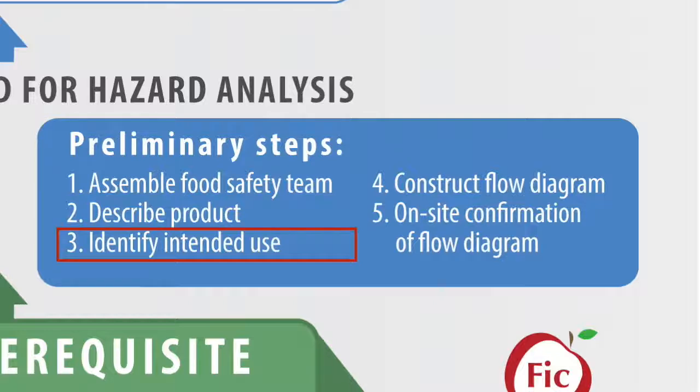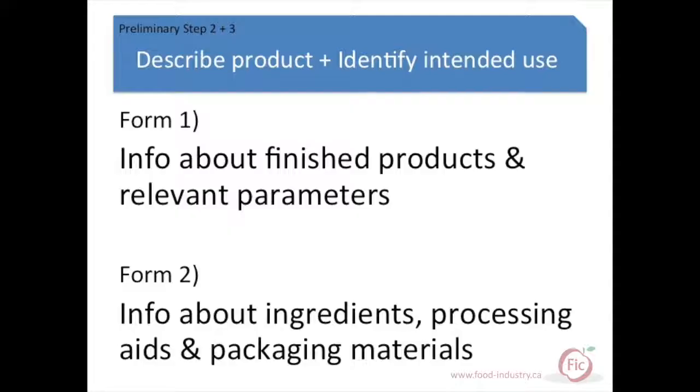Form 1 of HACCP may already have all this information summarized. 2 forms should be completed. The first form should include all the information about finished products and their relevant food safety parameters. The second form should include information about ingredients, processing aids, and packaging materials. To complete these forms, make sure to use the recipes for finished products.